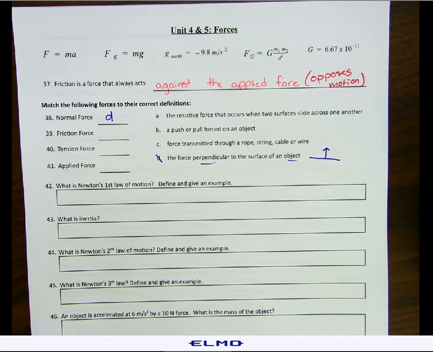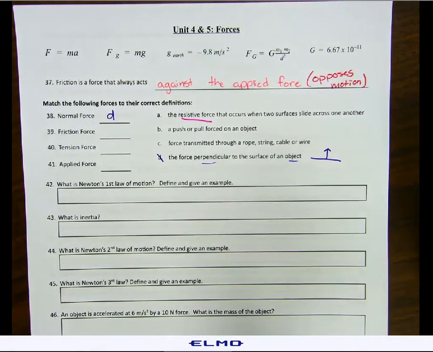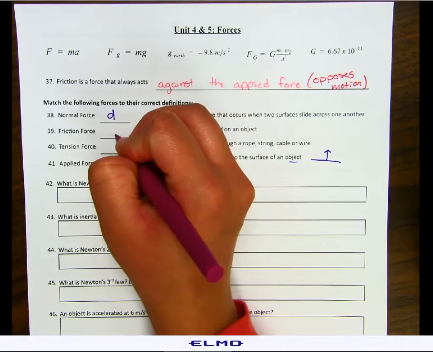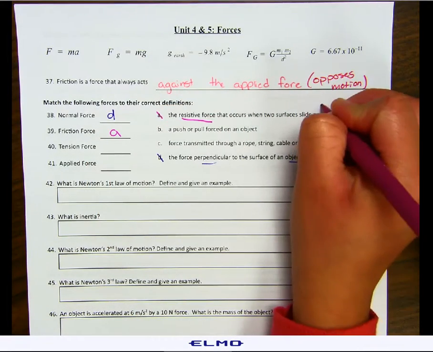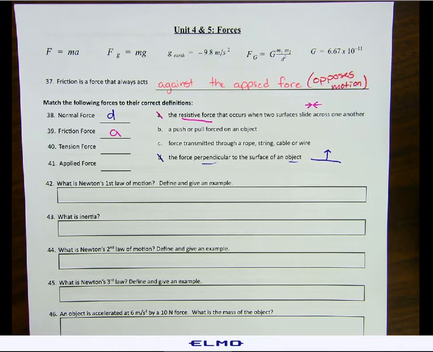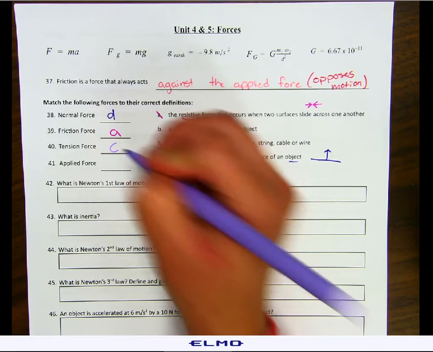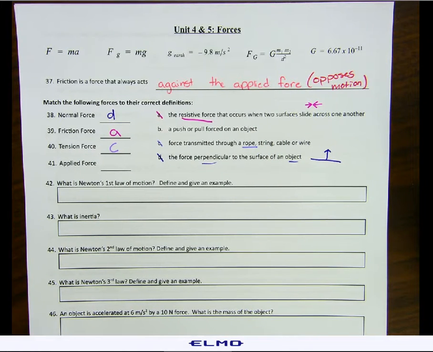Number 39, friction force. Again, it opposes motion. So this one is the resistive force that occurs when two surfaces slide across one another. So it's always going to act against it. It's resisting. 40, tension force. That's going to be a force that is transmitted through a rope, a string, a cable wire. And finally, applied force. That is going to be your push or your pull.